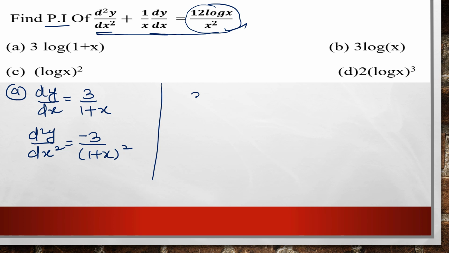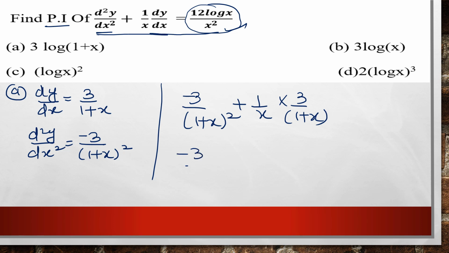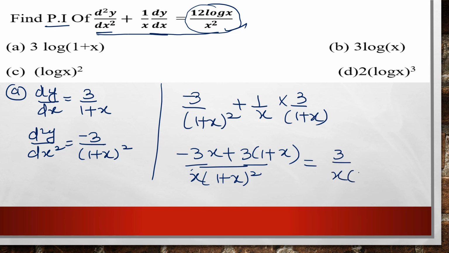So this will be minus 3 into 1 plus x whole square plus 1 by x into 3 into 1 plus x. So you can just solve this. Minus 3 into 1 plus x whole square. Here we'll get 3x, and here you'll get 1 plus x. You can just solve this and you'll get 3 by x into 1 plus x whole square, which is not equal to this thing. So option A is wrong.